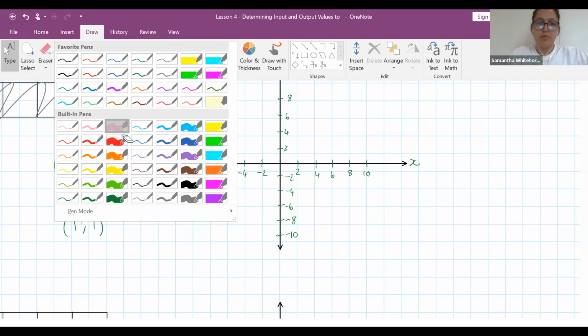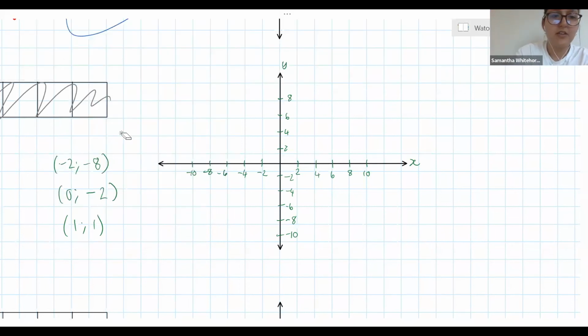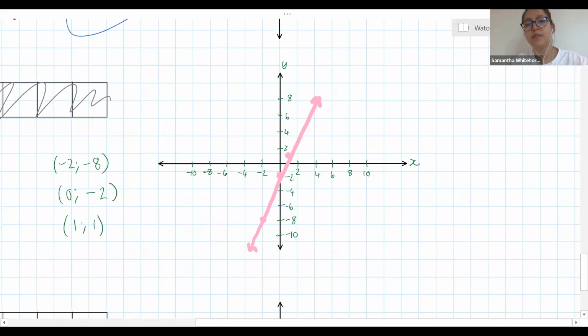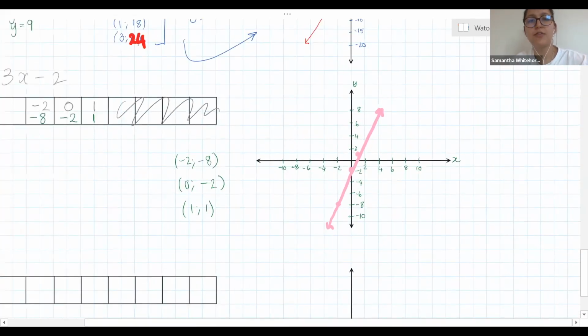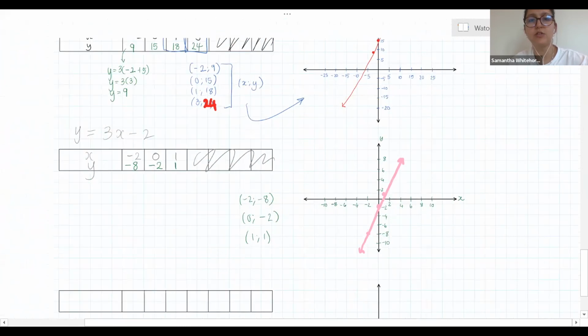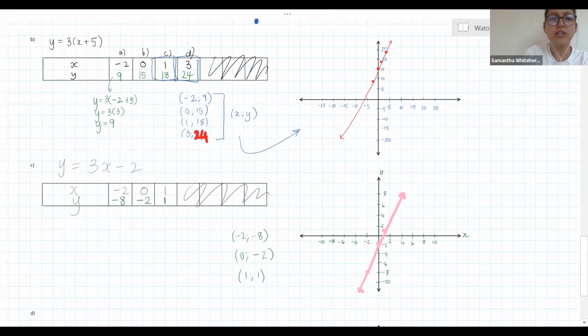Okay, guys, let's plot these beautiful points. -2, -8 is then somewhere down there. 0, -2 over here, and then 1, 1 is sitting directly there. Now, again, we're getting this straight line vibe. Obviously, you will use a ruler, but we've got a straight line. Now, that sort of makes sense. If I just sort of go like this, these equations look quite similar.